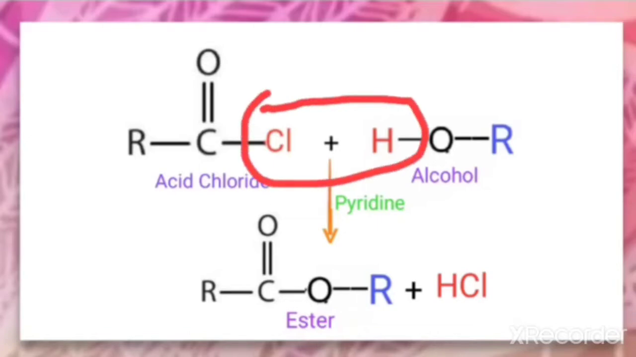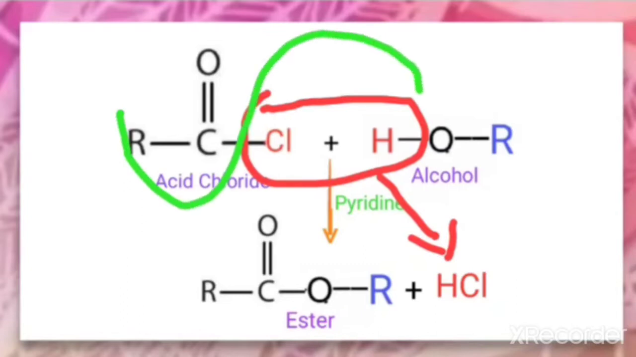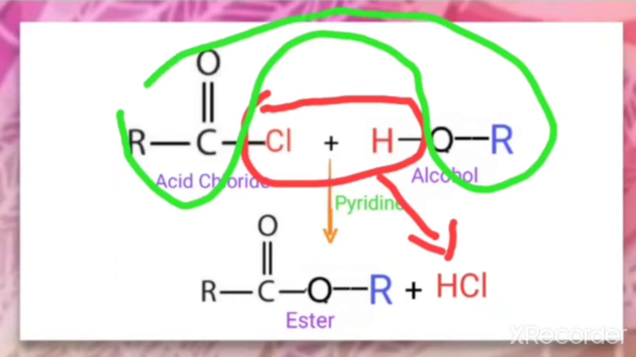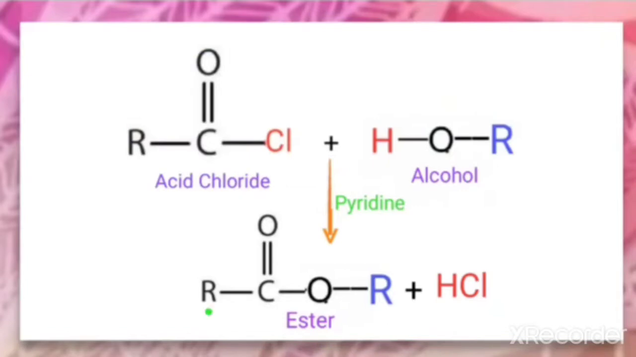Cleavage of OH bond and the cleavage of CCl bond in the acid chloride give rise to the side product HCl. Now the rest of the portion will get combined, that is R C double bond O, which comes from the acid chloride, and OR from the alcohol. So you will get the product that is ester, R C double bond O OR. So in the ester we can say that of the two alkyl groups formed here in the product, one alkyl group comes from the acid chloride, the other alkyl group comes from the alcohol. So it results in the formation of ester.